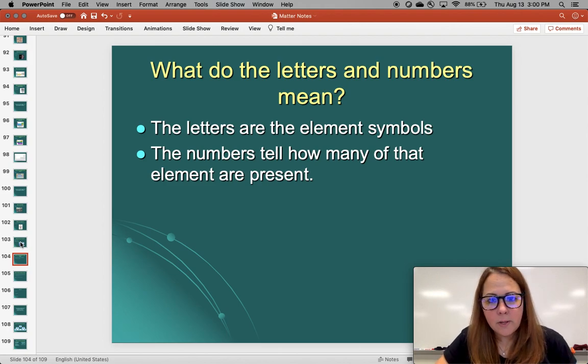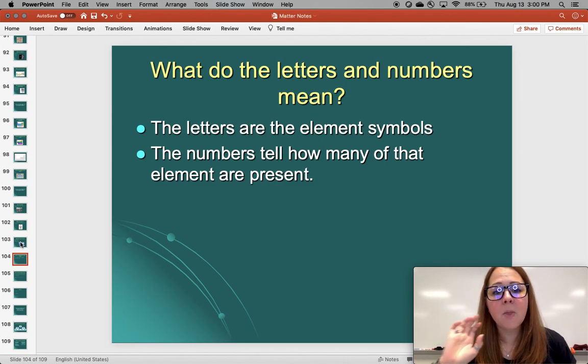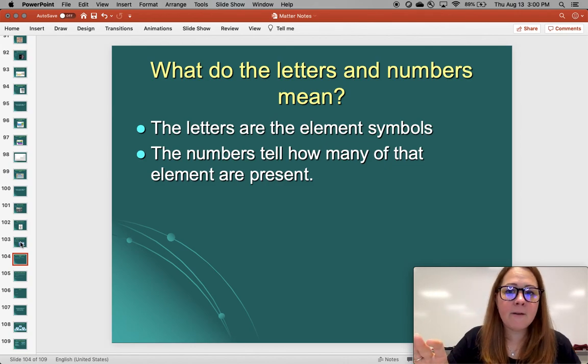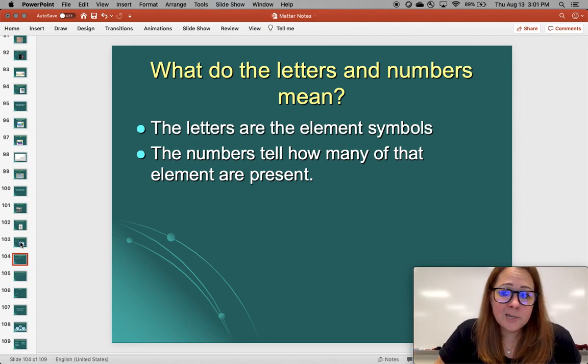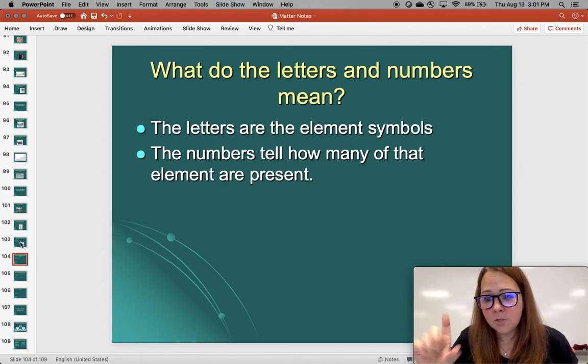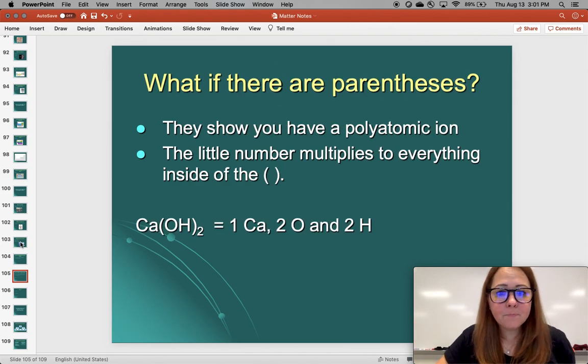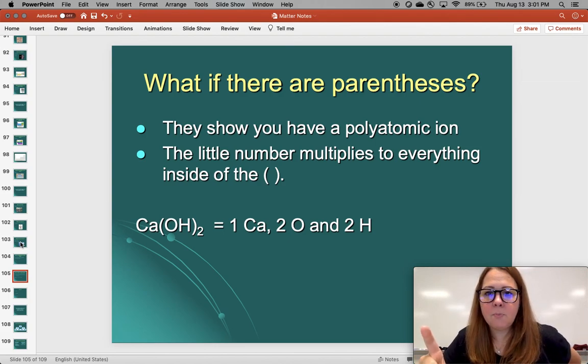You should know how to read these as well, but you have your symbols and then numbers after it to tell you how many are there. So like H2O, H2 means there's two hydrogens. The O doesn't have a number after it. Chemists are lazy. We don't like to write the number 1 unless we have to. So their oxygen is there, so it's implied that there's 1. So with your letters and numbers, you're going to see symbols and then a number after it to tell you how many are there. You might also see parentheses.